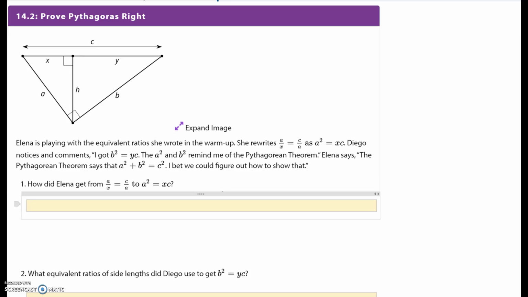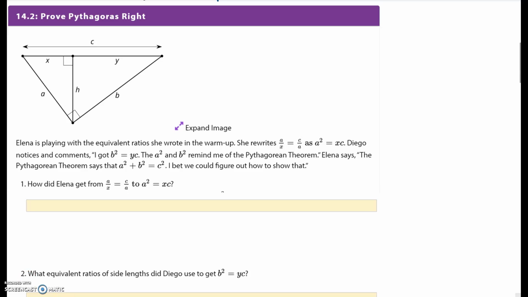Diego did kind of the same thing and ended up with b squared equals yc, and that a squared and b squared reminds him of the Pythagorean theorem. Elena says the Pythagorean theorem says that a squared plus b squared equals c squared. I bet we could figure out how to show that.